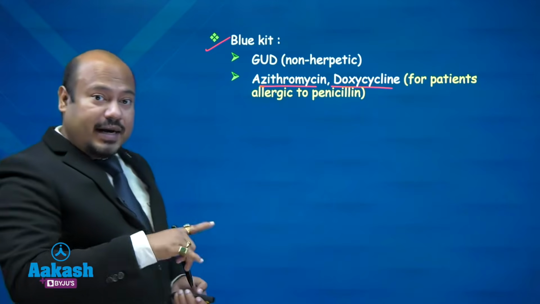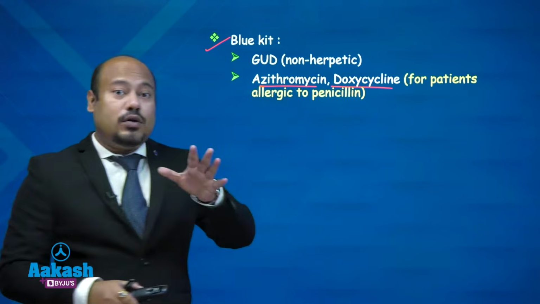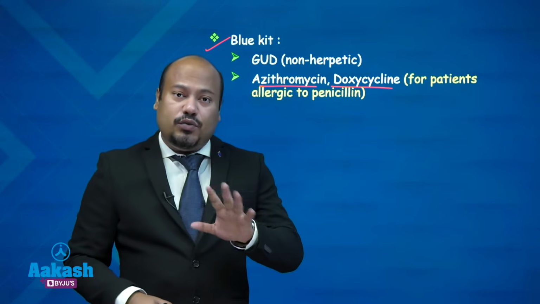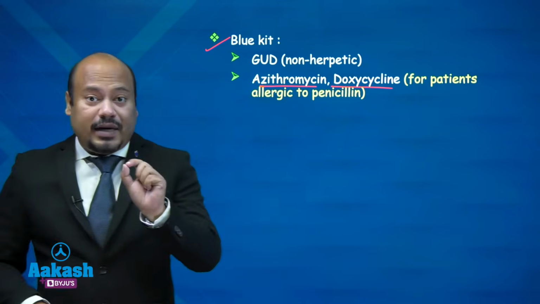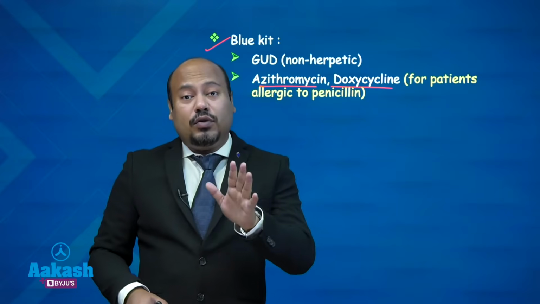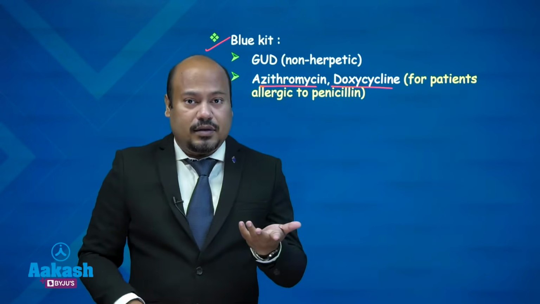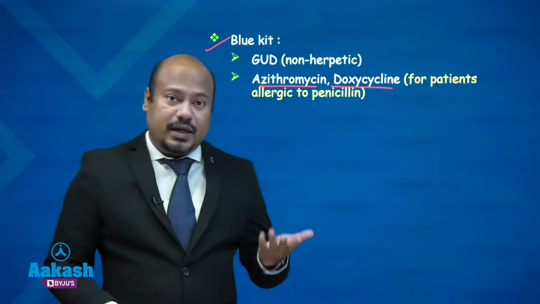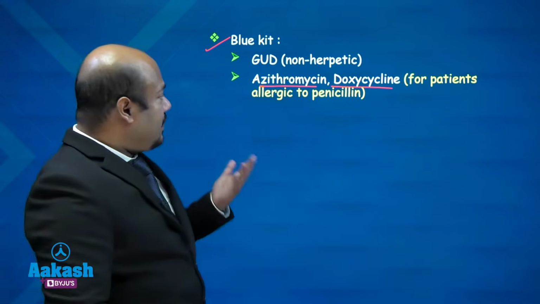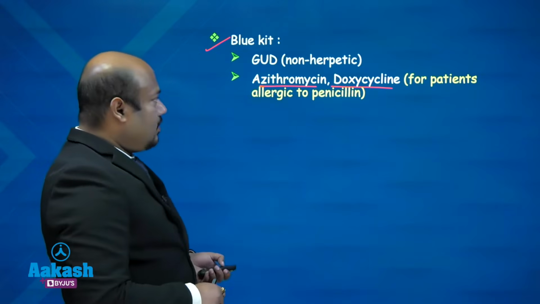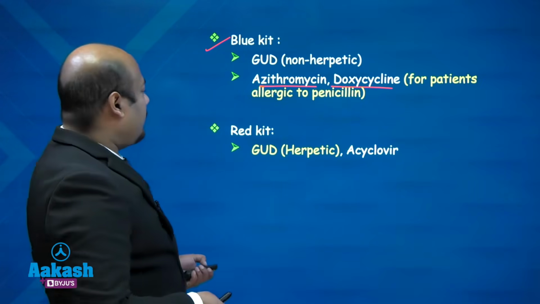I repeat, white kit and blue kit difference. This can also be asked in future NEET PGs. White kit means GUD, genito-ulcerative disease, but it's non-herpetic and the patient is not allergic to penicillin. In that case, you are using benzathine penicillin. But what is the blue kit? Same case, GUD, non-herpetic, but patient is allergic to penicillin. In that case, you have to go for azithromycin or doxycycline. That is a blue kit.